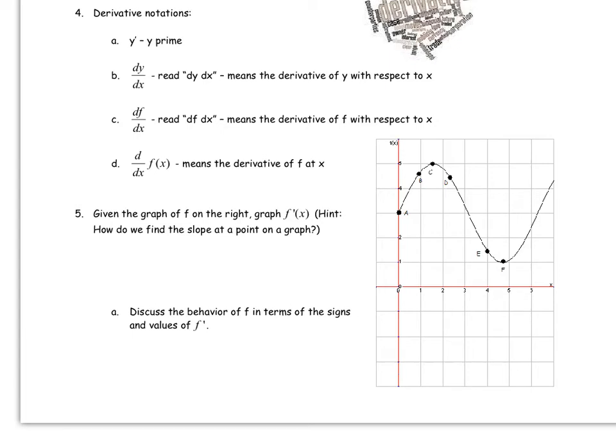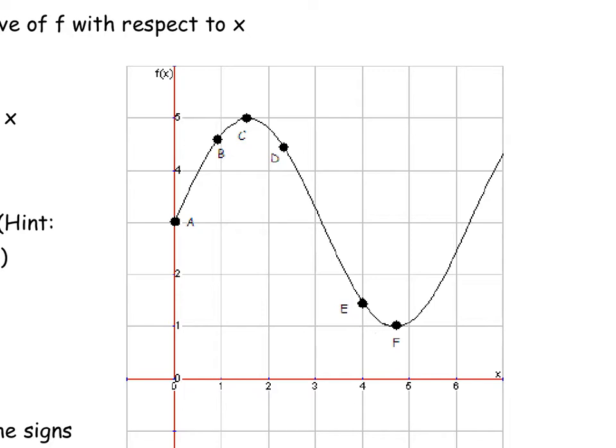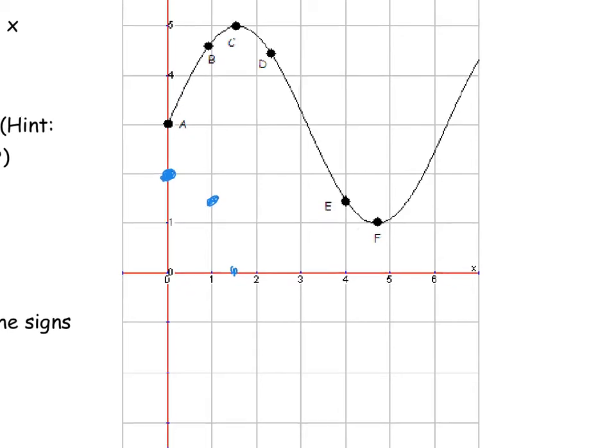All right, on number 5, we need to graph the derivative. So you were to draw tangent lines at these different points. So at A, I found the slope to be 2. So remember, the derivative graph has x value, comma, the y value is the slope at the x value in question. So when x is 0, I found the slope to be 2. At point B, my slope was 1.5. At C, it's 0. At point D, I got a slope of negative 1.4.